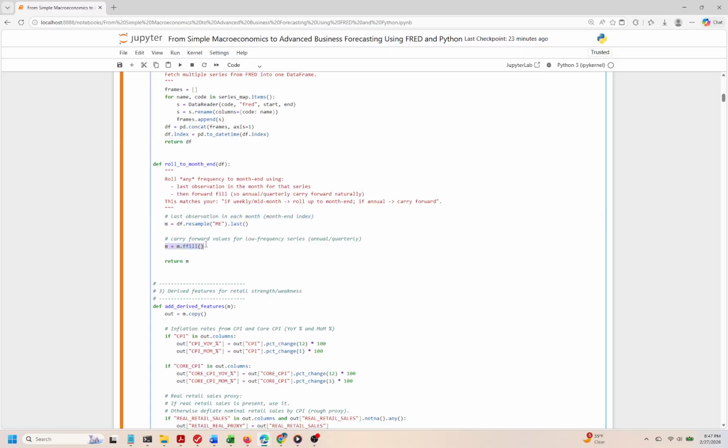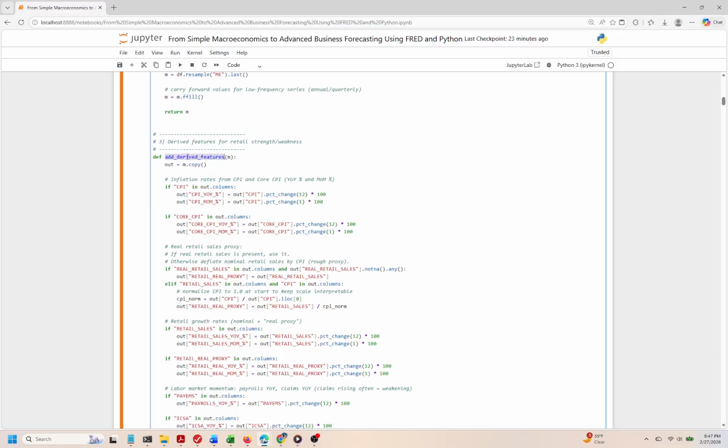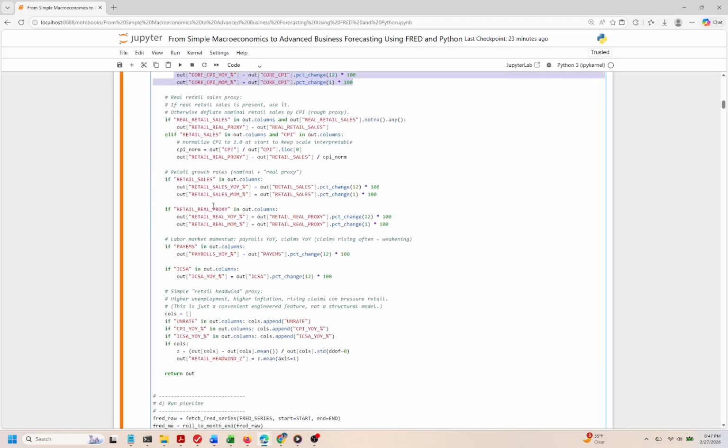For instance, we calculate year-over-year and month-over-month percentage changes for both CPI and retail sales. These derived metrics help us better understand trends and provide insights into economic movements. A notable aspect of our approach is how we handle missing data. If certain series are unavailable, we implement fallback strategies, such as using nominal retail sales adjusted for inflation when real retail sales data is missing. This kind of thoughtful engineering helps make our analysis robust and adaptable.